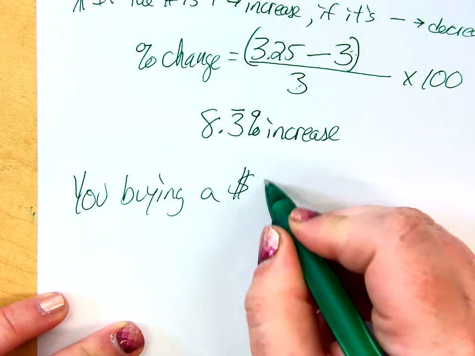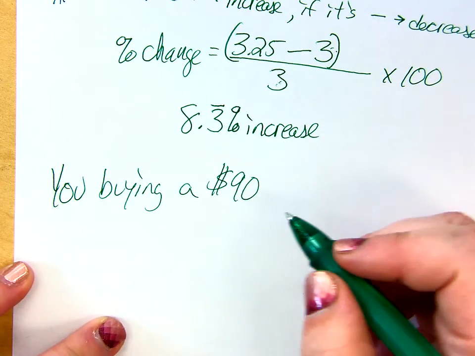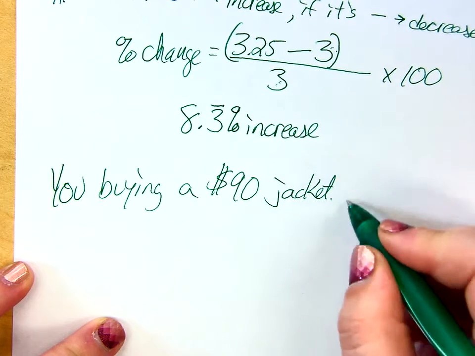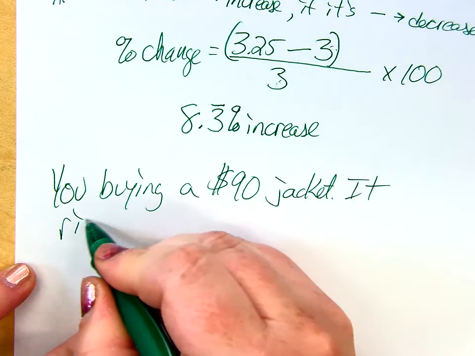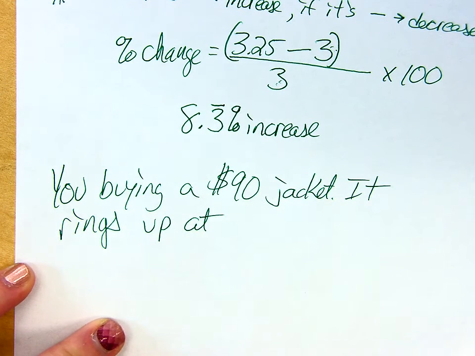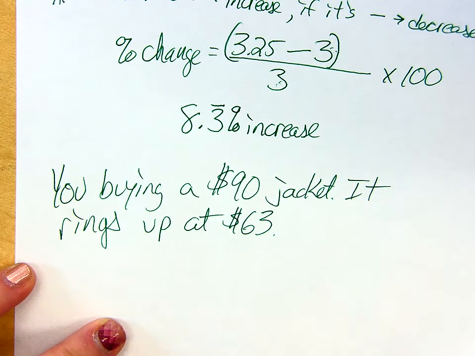A $90 jacket. I don't know why I think jackets are always $90, but that's my go-to. You're buying a $90 jacket. It rings up at $63. Lucky you! It must have been on sale. Maybe it was on a sale rack and you didn't even notice.